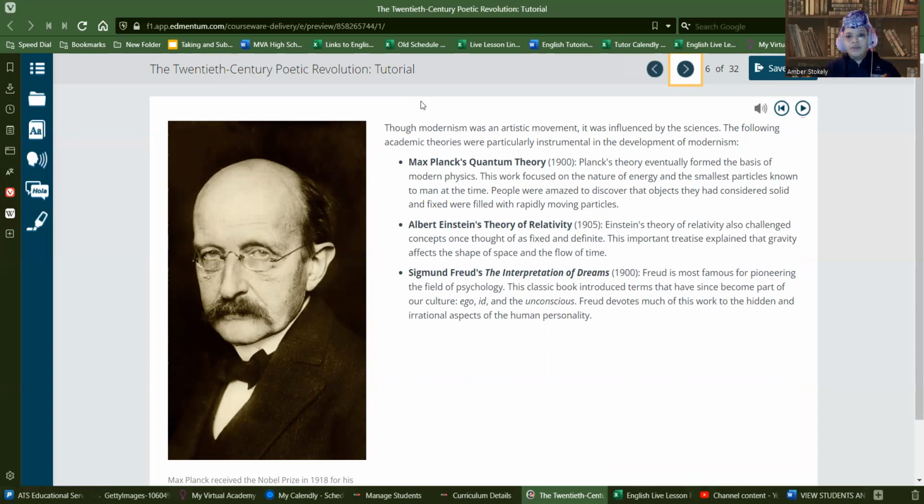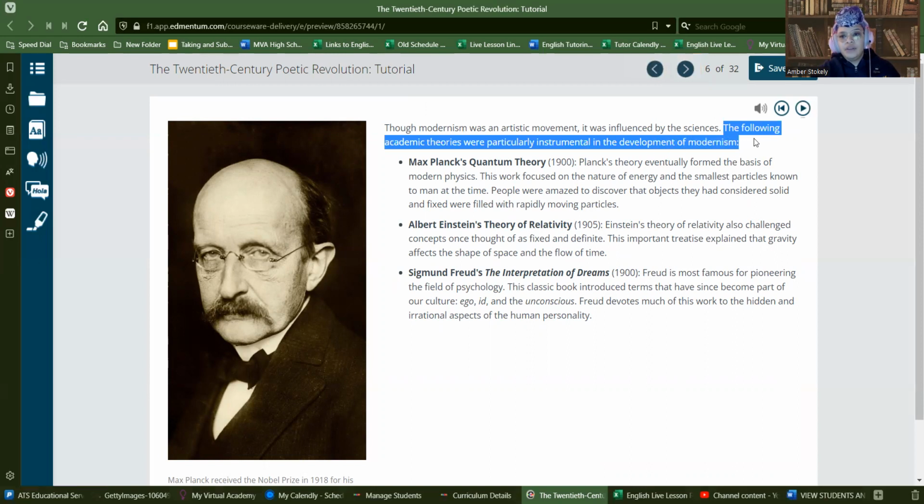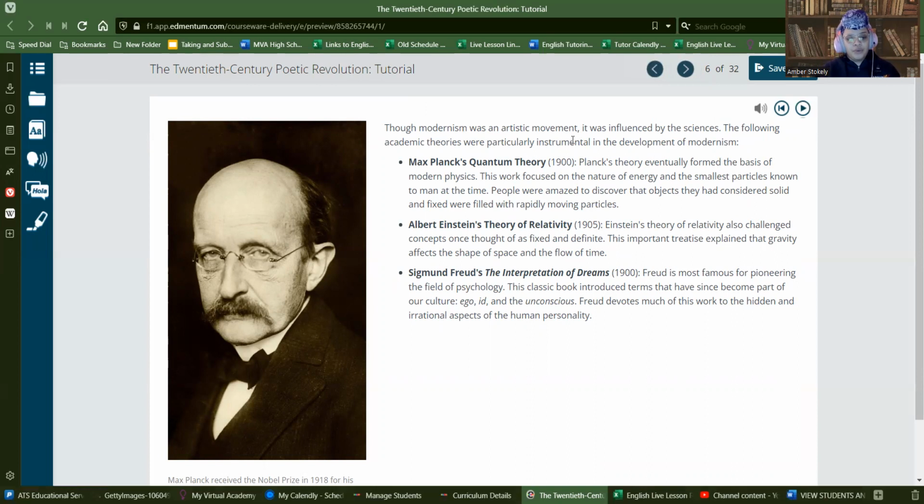It says here, the following academic theories were particularly instrumental in the development of modernism. Now, they give you 3 theories here, the ones that were most important. So there's Max Planck's quantum theory in 1900. His theory pretty much formed the basis of modern physics. Because he basically discovered or was able to prove the existence of the atom, right? And figuring out the nature of energy and the smallest particles known to man at that time.